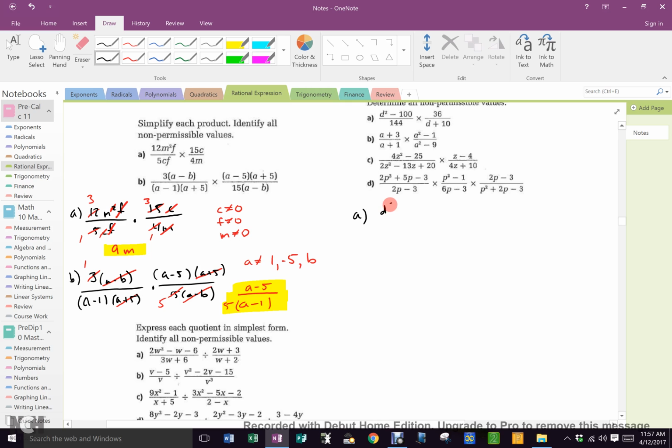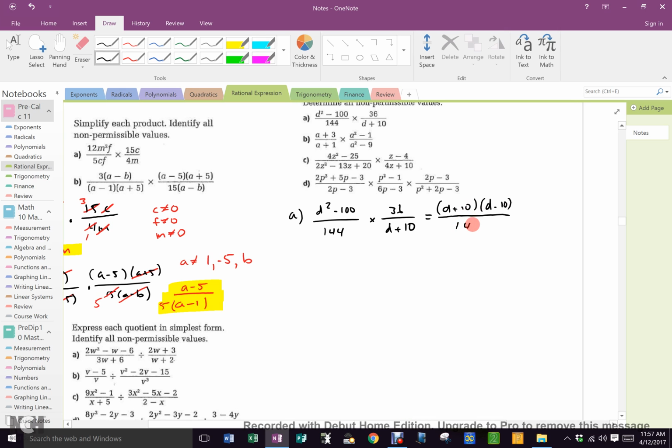A, d squared minus 100 over 144 times 36 over d plus 10. Factor first. D plus 10, d minus 10 over 144, times 36 over d plus 10. Get your canceling sticks out. Gone, gone. 36 and 144, that's 1, that's 4. So my final answer is d minus 10 over 4.